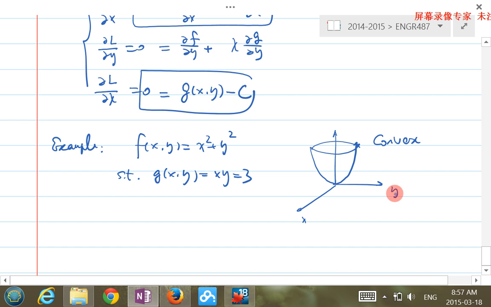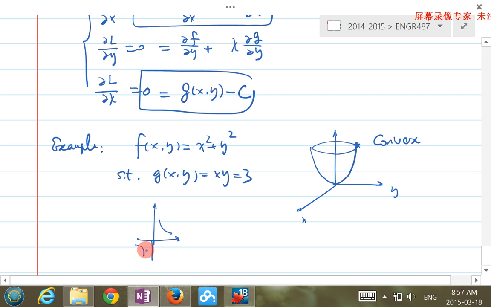This is xy. What is xy? This is a constraint, right? If there's no constraint, where's the minimum? It's right here, at 0. x equal to y equal to 0. But your constraint is basically this, right?